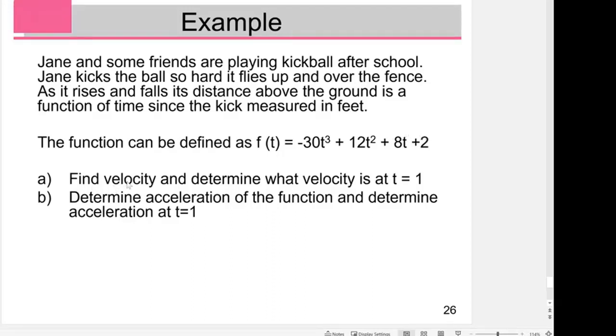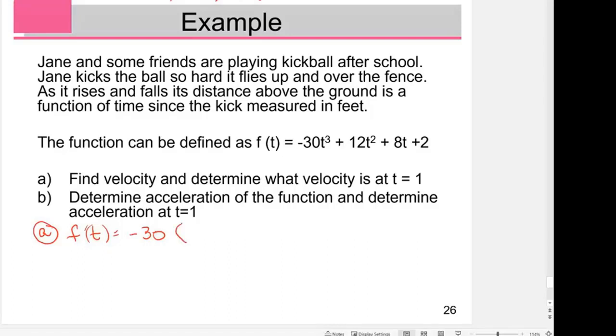First thing it says is find the velocity and determine what velocity is at t equals 1. Well, let's just take the derivative. So we have A, and we want f prime of t. We take the constant originally out, and we're going to use the power rule, which says that if we have x to the n, the derivative is nx to the n minus 1.